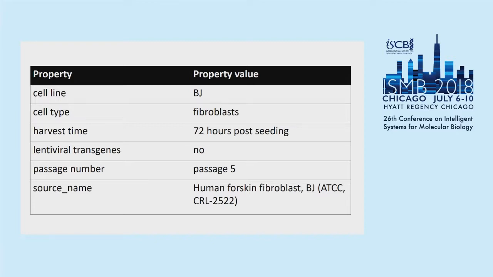And here you can see a number of the issues that I described before. There's the misspelling in foreskin fibroblast. There's the reference to outside information with the name of a cell line. There's also different types of data here. So there's numeric data with 72 hours post-seeding and passage 5. And there are different relationships between the keys and the values. For example, the value no is negating the key lentiviral transgenes.